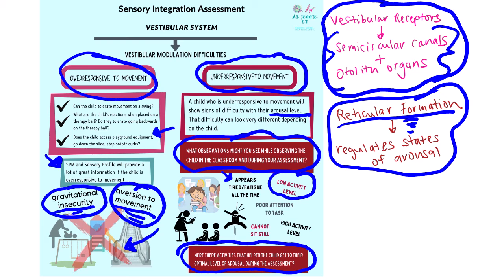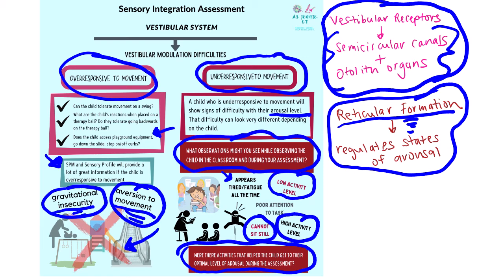And then the other type of student that you might see who are also under responsive to movement are the ones that the teachers are saying can't sit still and are moving around all the time. They have this high activity level. Those are the kids that are under responsive to movement, but in their nervous system, they're the ones that are seeking it out. So they're trying to help themselves with their own arousal level. And that's why the teachers are like, whoa, this kid is all over the place.